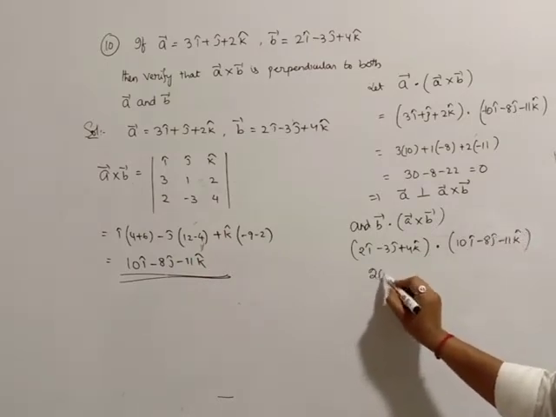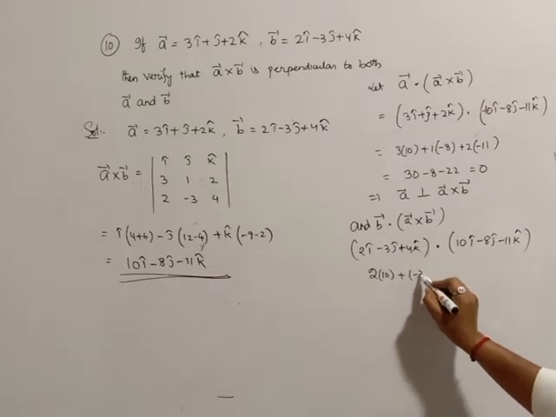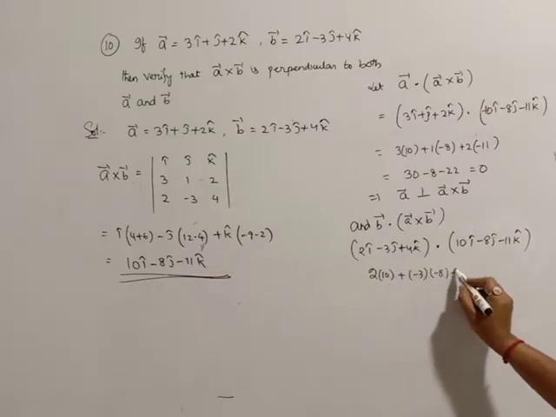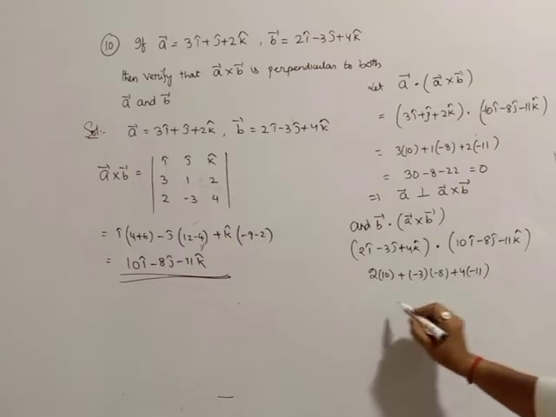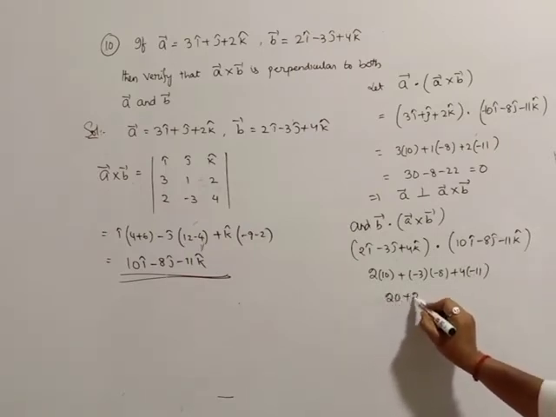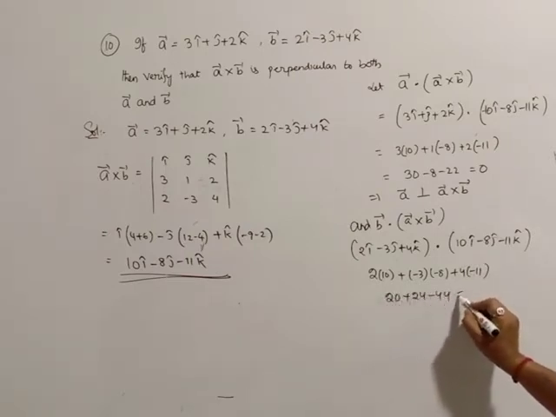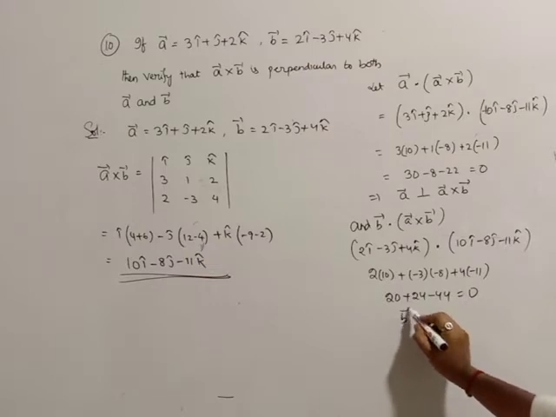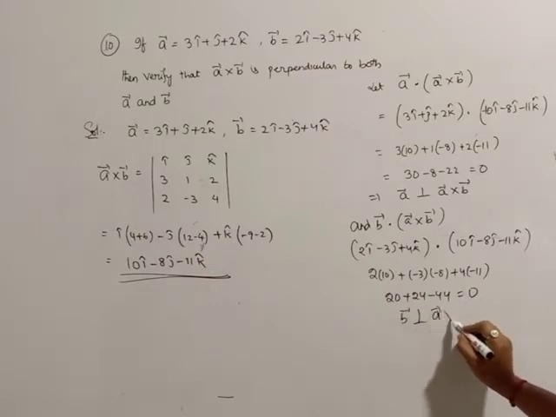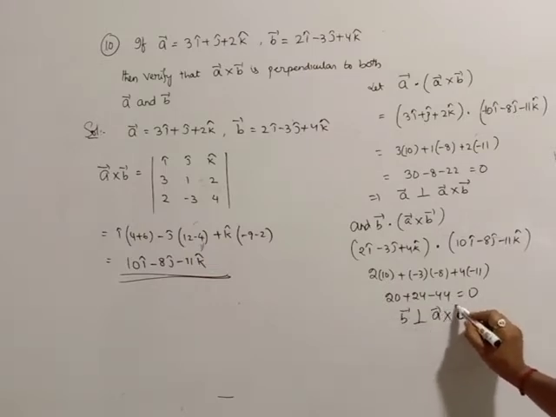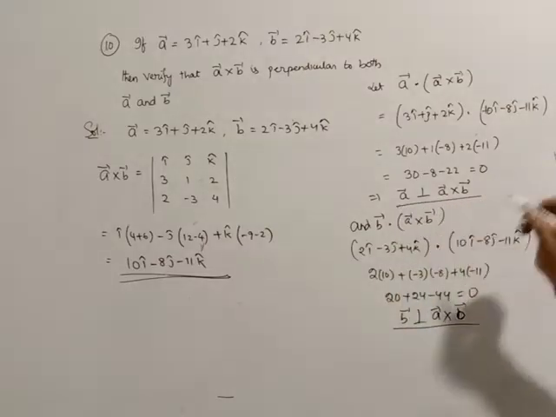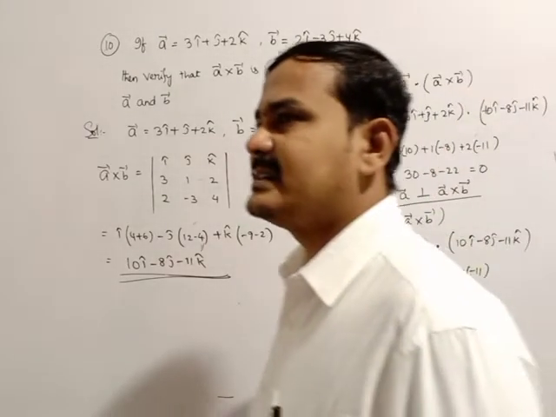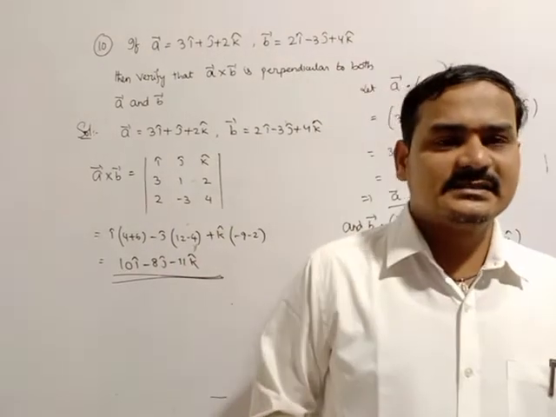2 into 10 plus minus 3 into minus 8 plus 4 into minus 11. That is 20 plus 24 minus 44, which is equal to 0. So it implies b bar is also perpendicular to a bar plus cross b bar. That is the concept. You need to show that. This is the concept related problem.